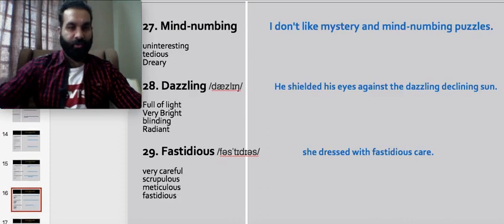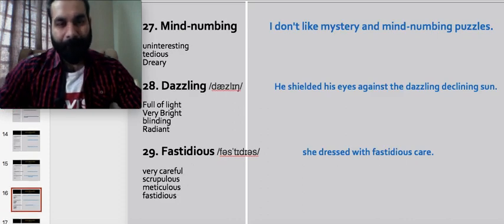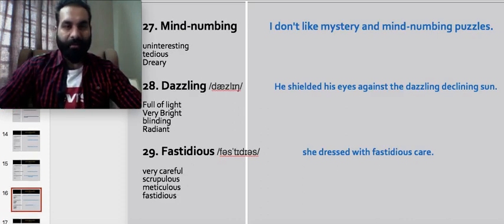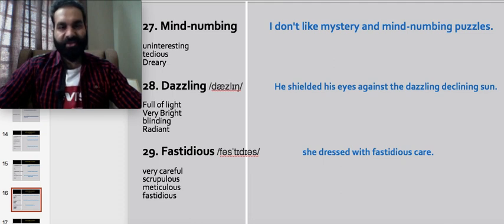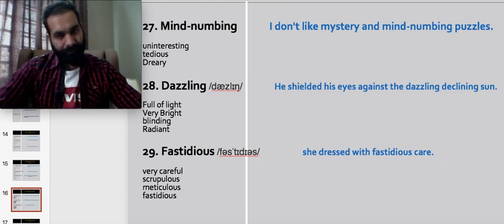Word number 27. Mind numbing. Uninteresting. Tedious. Dreary. I don't like mystery and mind numbing puzzles.